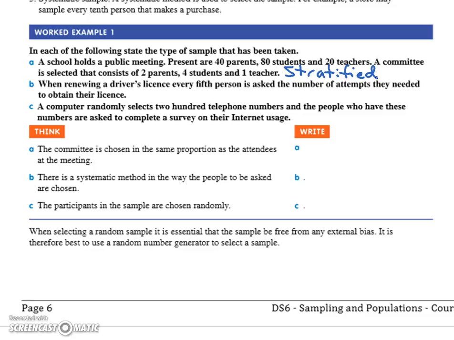So that is stratified. When renewing a driver's license, every 5th person is asked the number of attempts they needed to obtain their license. What do we got? It is systematic. There is a system in place. They're going to ask every 5th. Excellent. And next one, a computer randomly selects 200 phone numbers. What sort is that? Random.